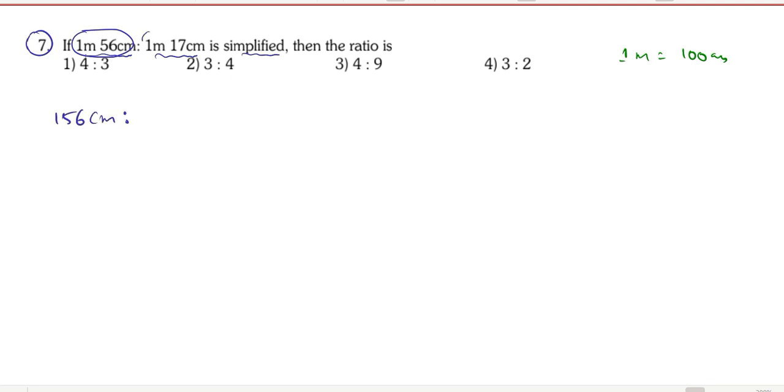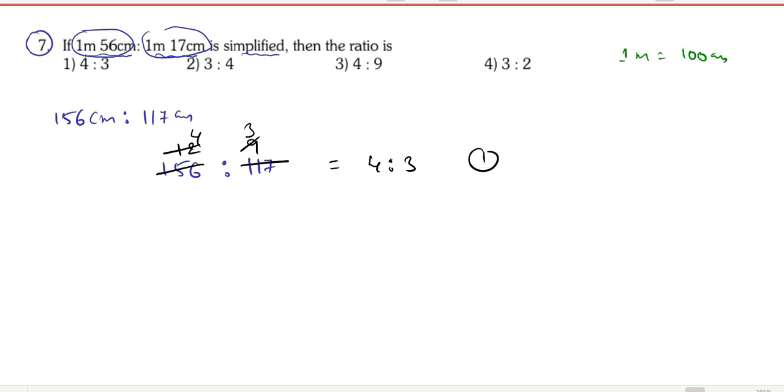1 meter and 17 centimeters can be written as 117 centimeters. That means you need to find the ratio between 156 and 117. We all know that both are divisible by 13: 13 twelves are 156 and 13 nines are 117. Now both are divisible by 3: 3 fours are 12, 3 threes are 9. So the ratio would be 4 is to 3. That is, the first option is the correct one.